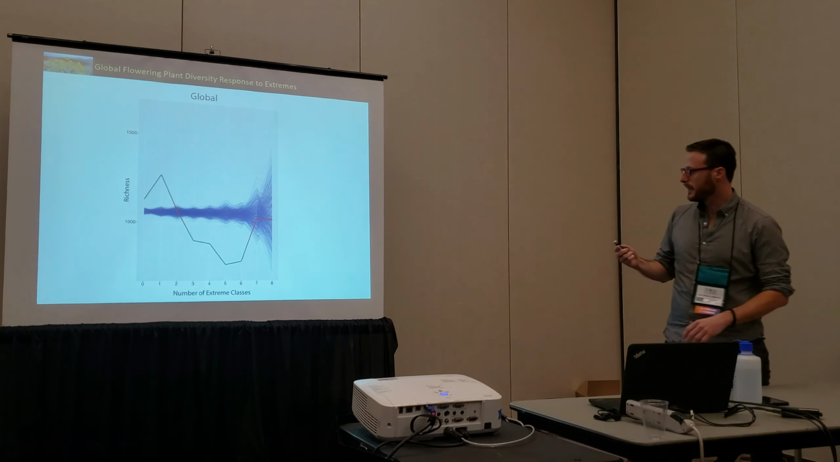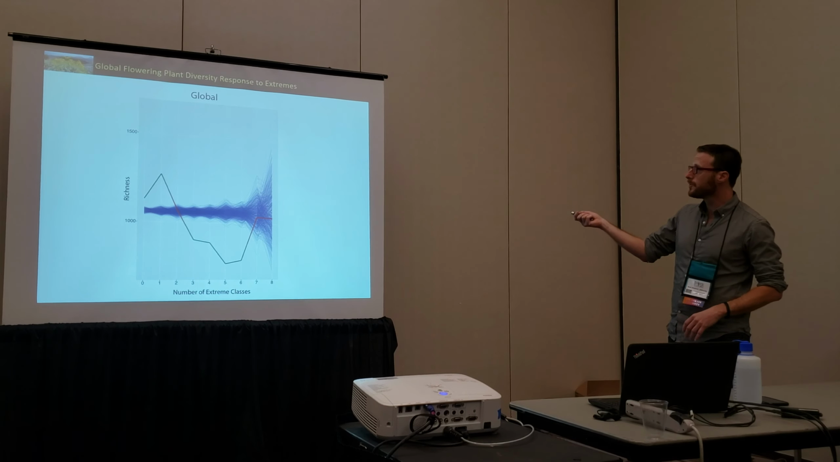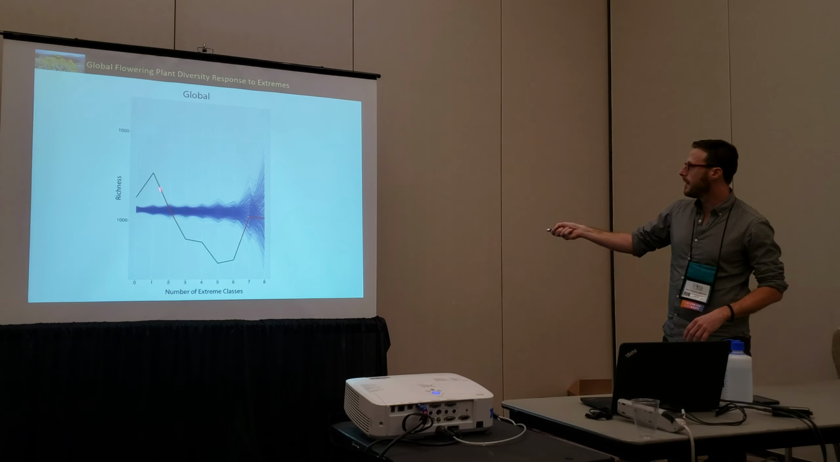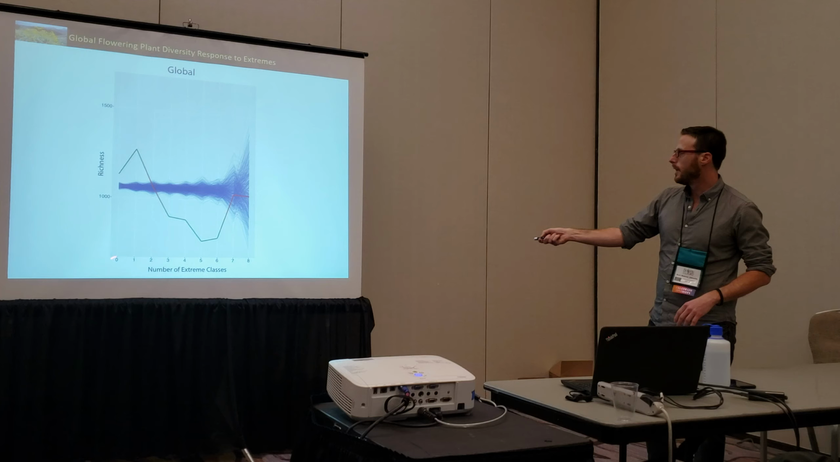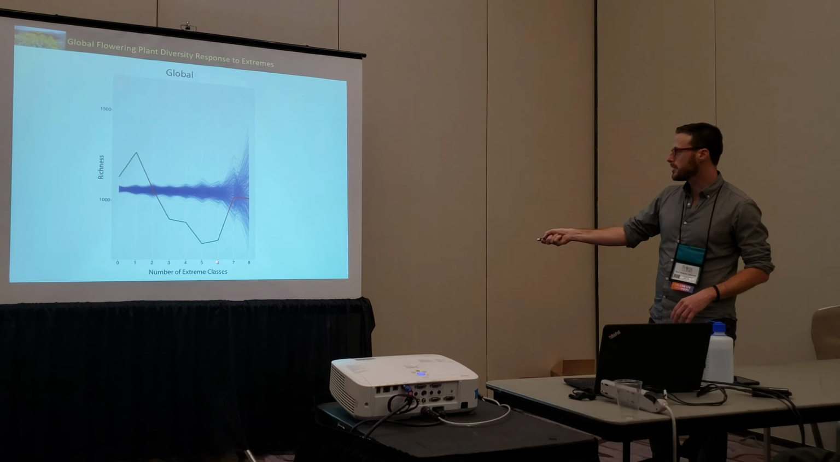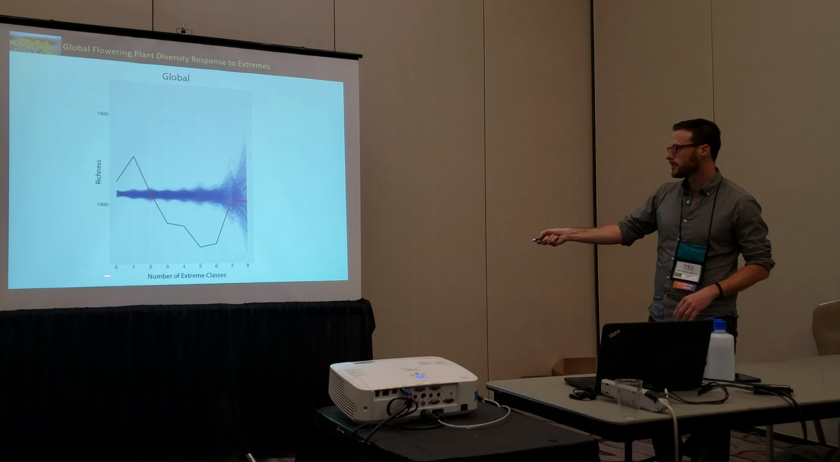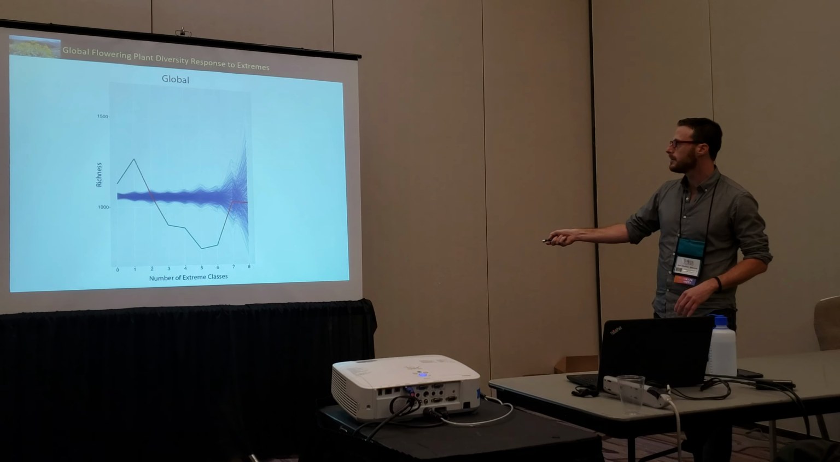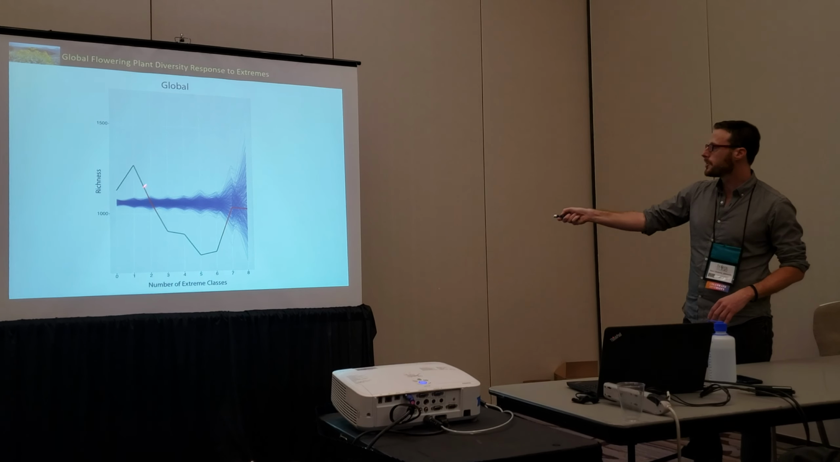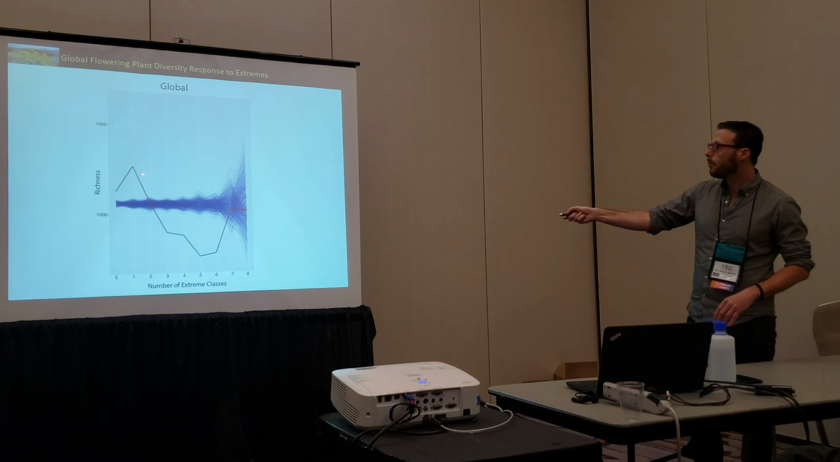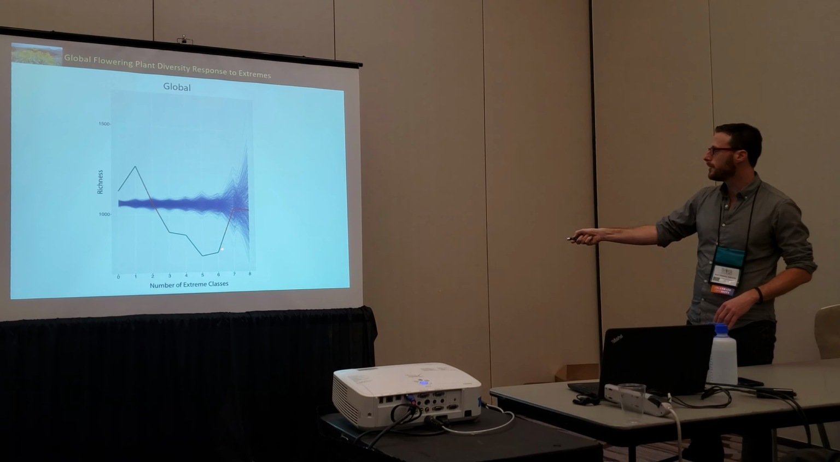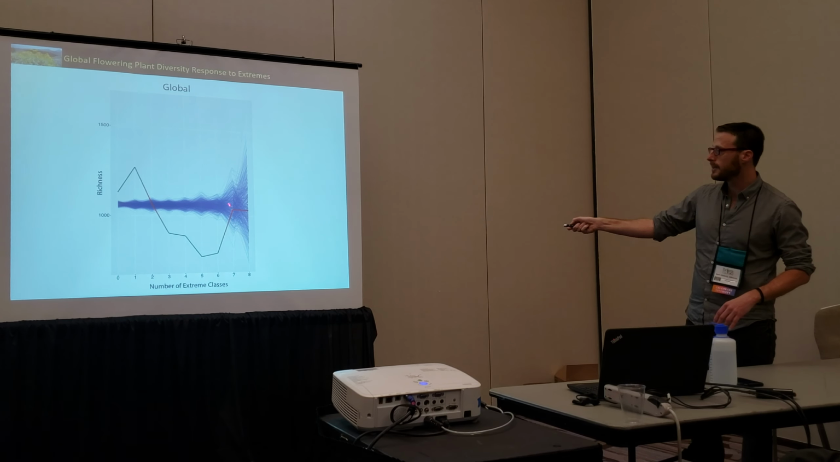So what we get is something like this. This is for the global. We see this is our actual diversity. As we go through the number of extreme classes in a locality, from no extreme classes present all the way up to 8, we can see that this is our reserve richness. It has a peak at 1 and then falls off through to 5 and 6, and then has a slight peak at 7 and 8.